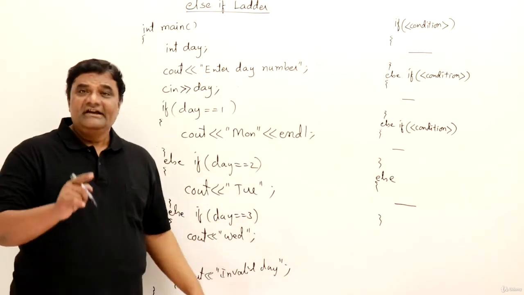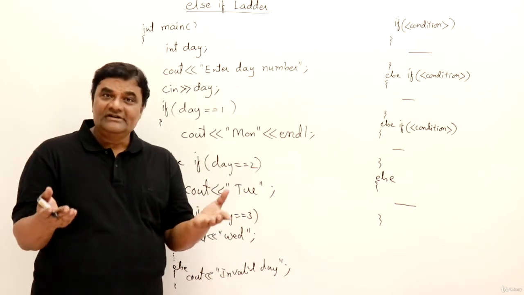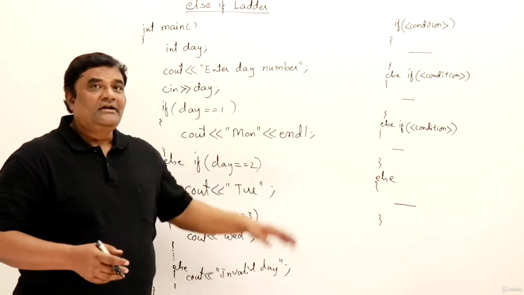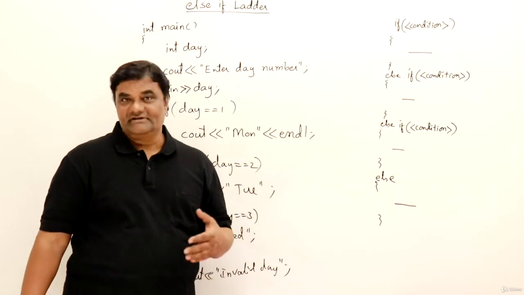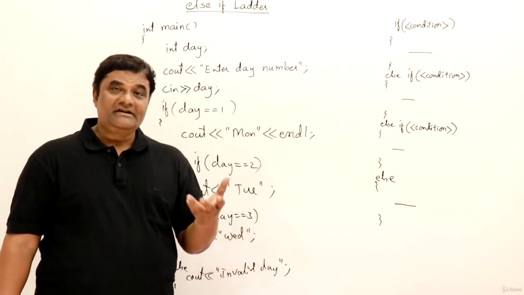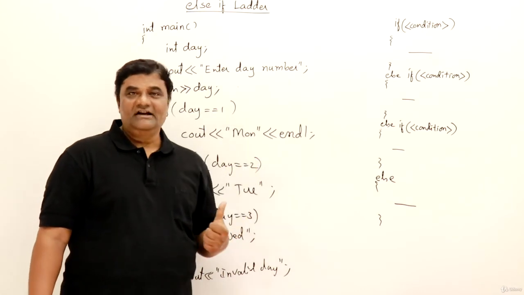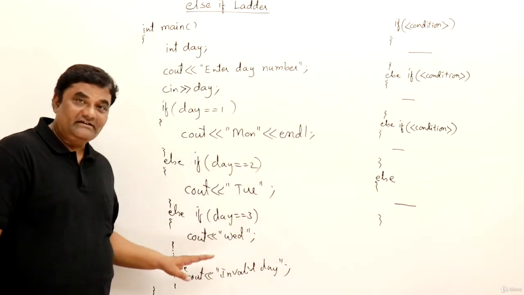It means if I give day number as 7, yes, it will check all 7 conditions. If I give an invalid number, then after checking 7 conditions, it will say invalid number. So this is too much. It has to compare a lot of conditions. Yes, in this else if ladder, it has to check all the conditions if your condition is lying at last.